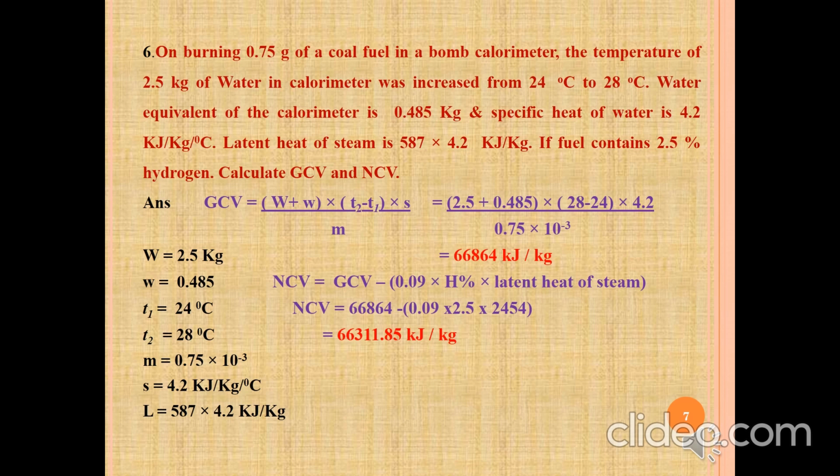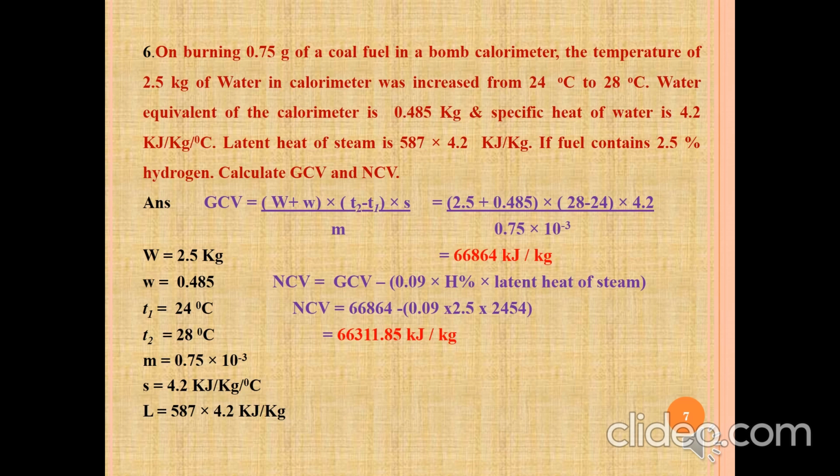So we have to write the formula first to calculate GCV, which is given by (W plus small w) into (T2 minus T1) into S divided by M. So substituting into the formula, we will get 2.5 plus 0.485 into 28 minus 24 into 4.2 divided by 0.75 into 10 raised to minus 3. So we are getting the GCV value as 66,864 kilojoules per kg.